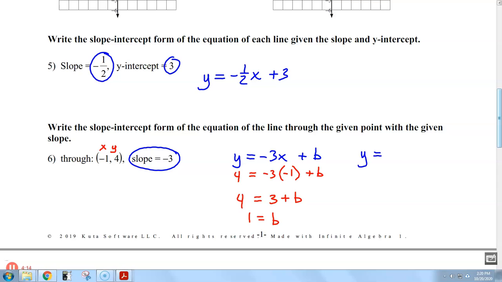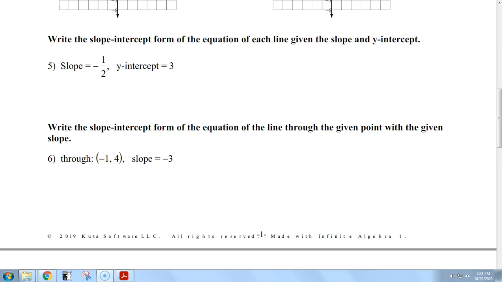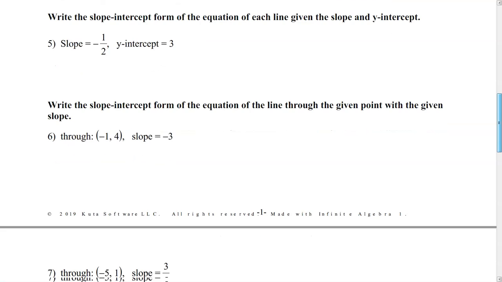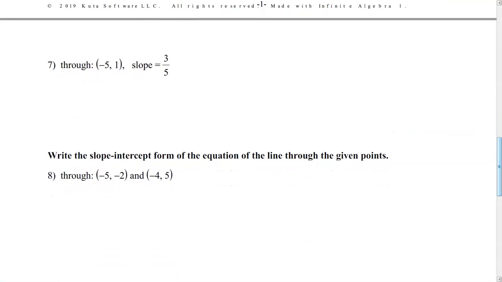It's y equals negative 3x. We've solved for b, so we can put it in right here. It's a positive 1. Now, you could graph it and probably do the same thing if you'd like to do that. The graphing method always works, but I'm going to be showing algebra here, so I don't have to sketch a bunch of graphs.